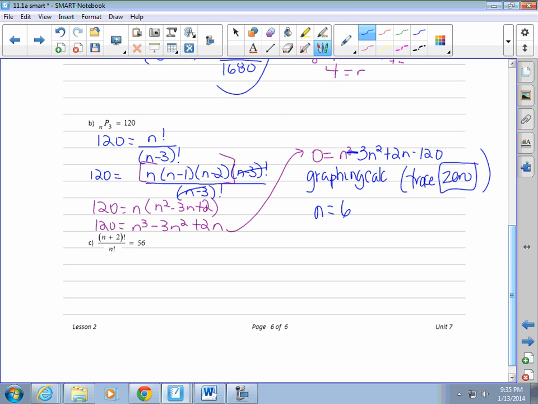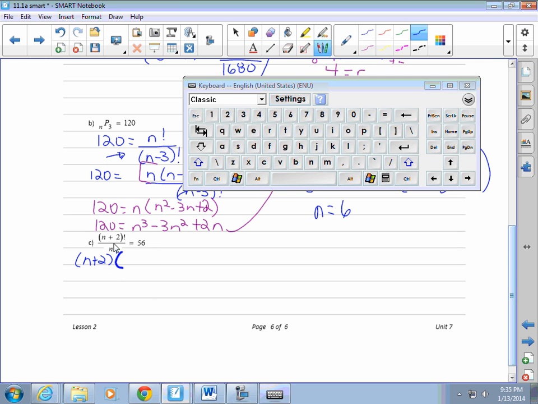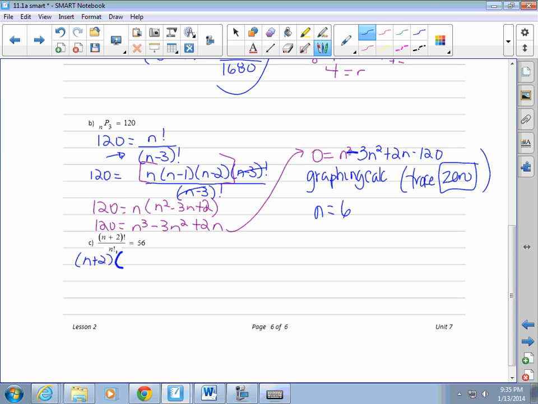Okay, the last one, n plus 2 factorial over n factorial is equal to 56. They've already got it to this step right here. So what we're going to do is just expand it so we can cancel our denominator. So this is n plus 2 factorial, which is n plus 2 times n plus 1 times n.